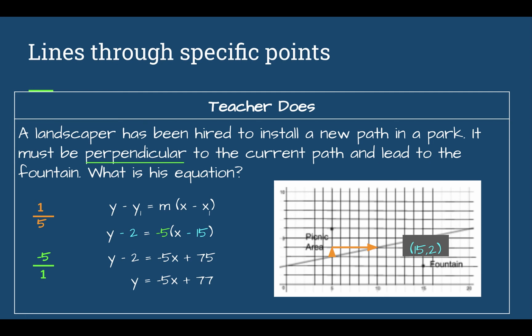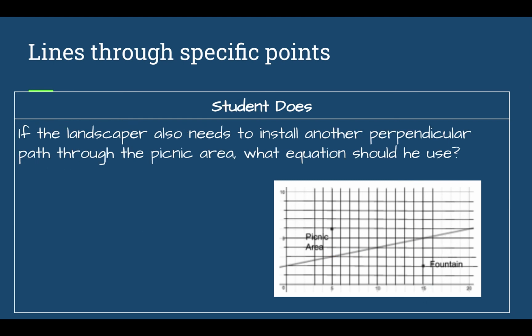That would be a hard one to graph on here because the y-intercept is so high up there, but it would look something like that. Try your problem. So if the landscaper needed to install a different path through the picnic area, what equation should he use? Try to get all the way to slope-intercept form and use Desmos if you need it.